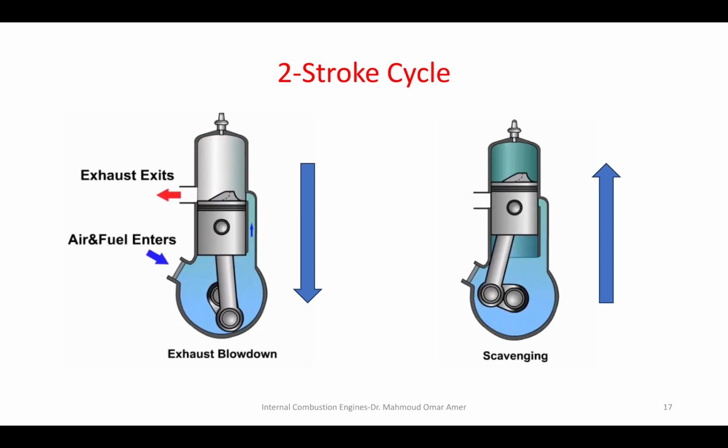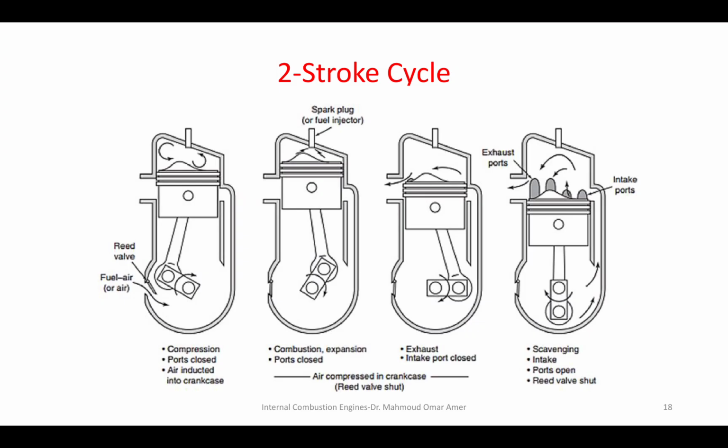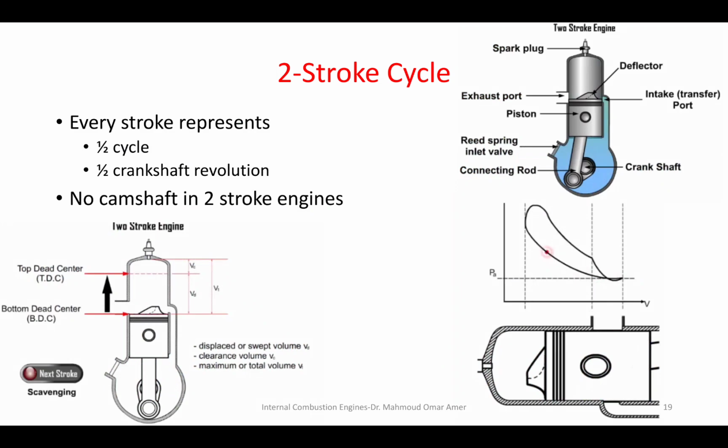You see that at the same time, in the same part of the stroke, two processes could happen at the same time. Of course, in a two-stroke engine, every stroke represents half a cycle and half a crankshaft revolution. So the two-stroke cycle happens in one crankshaft revolution, while the four-stroke cycle happens in two crankshaft revolutions.